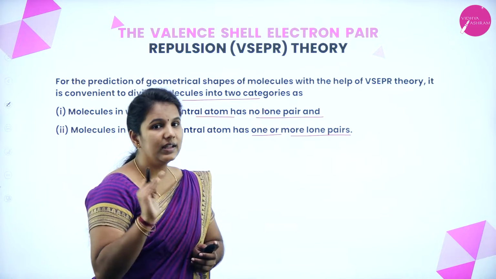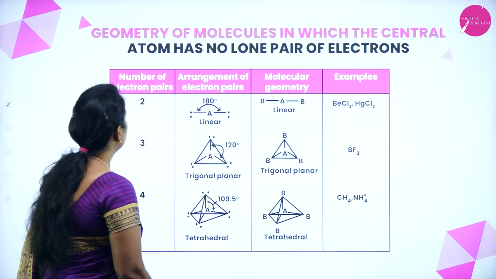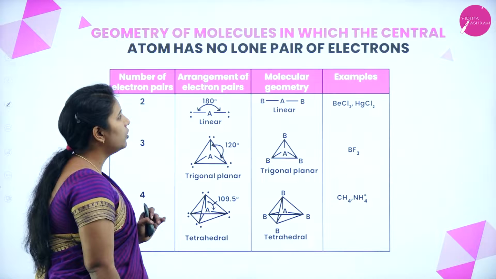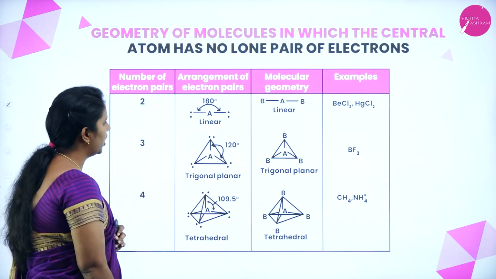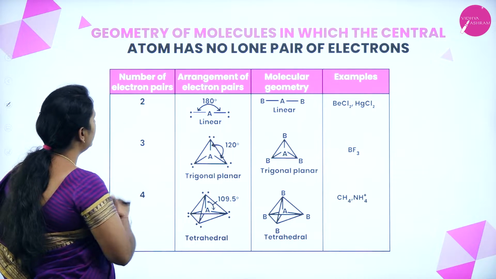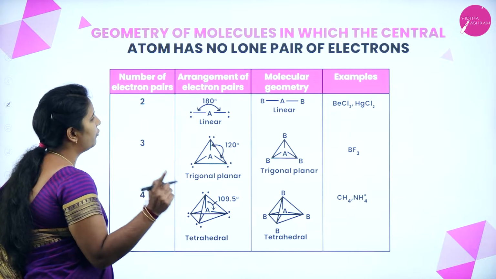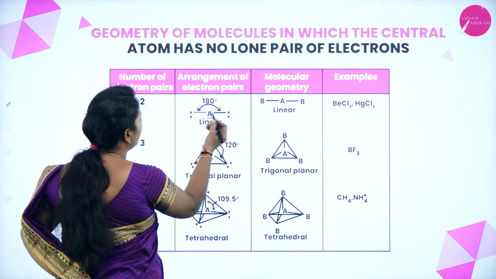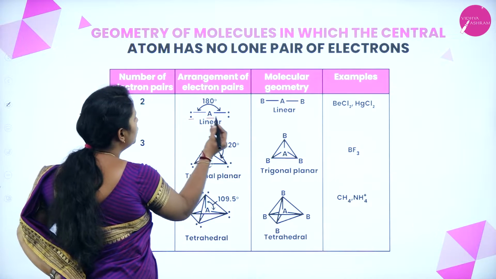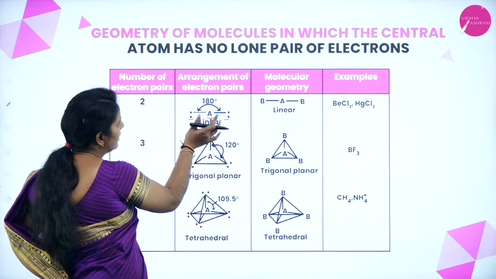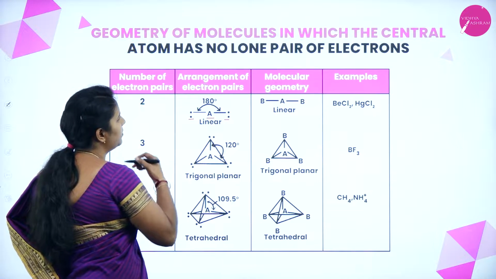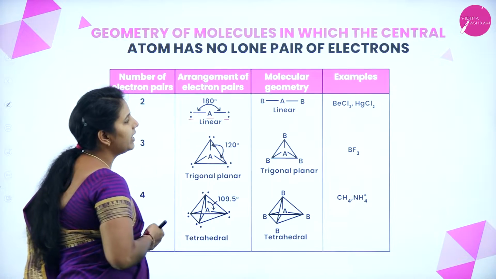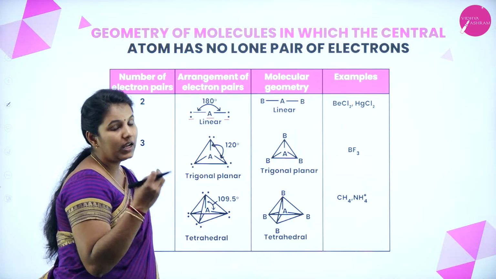Now, let us take the first condition, that is, the geometry of molecules in which the central atom has no lone pairs of electrons. Here, imagine this is a central metal atom having how many electron pairs? 2 electron pairs. If there are 2 electron pairs for the central atom, the geometry will be linear. Examples are beryllium chloride and mercury chloride.